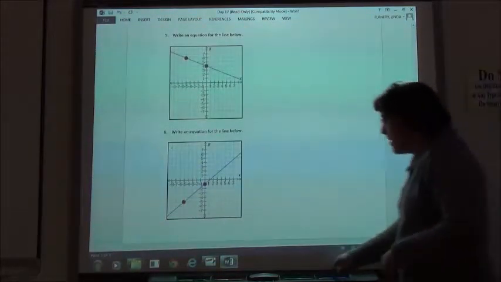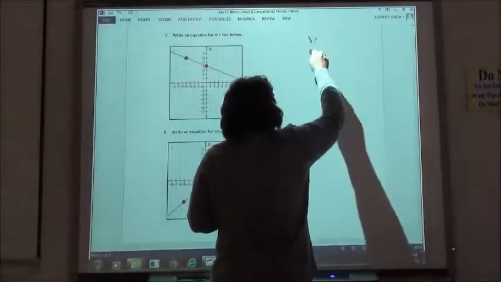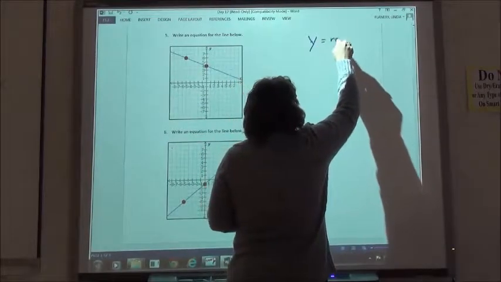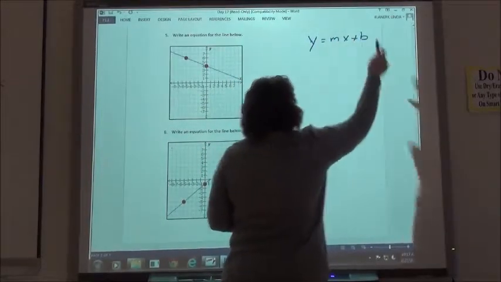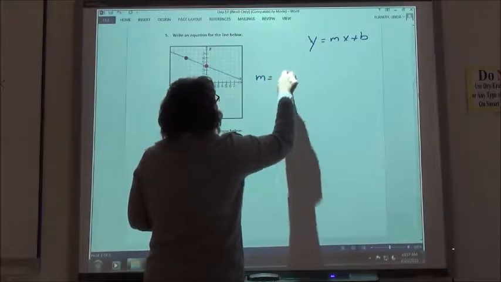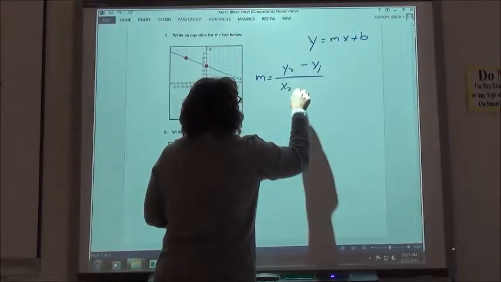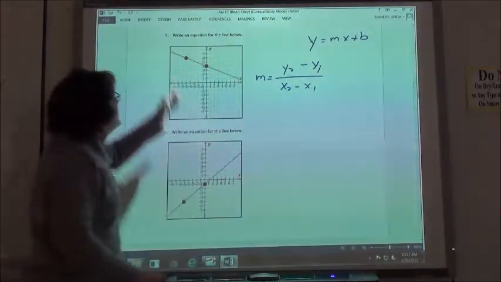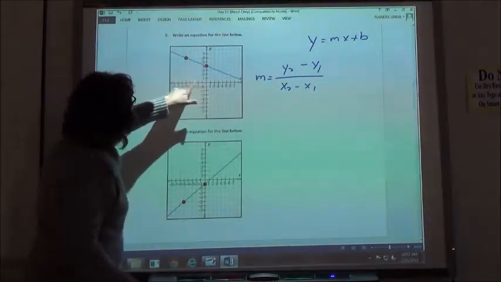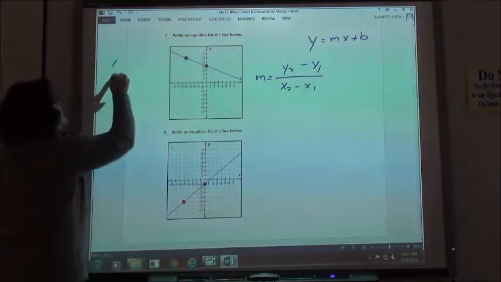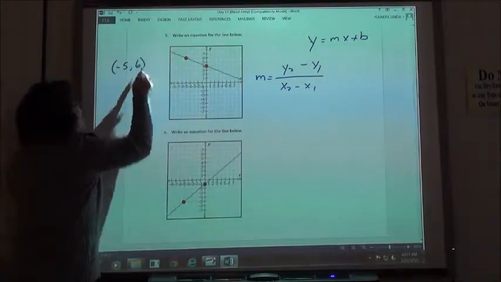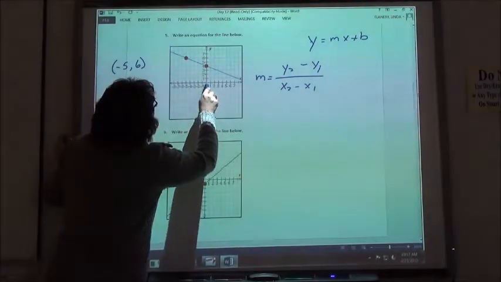Number 5 then, writing the equation of the line, y equals mx plus b, starting by finding my slope, y2 minus y1 over x2 minus x1. So I always start on the left. My first point is at negative 5, 6. And my second point is at 0, 4.